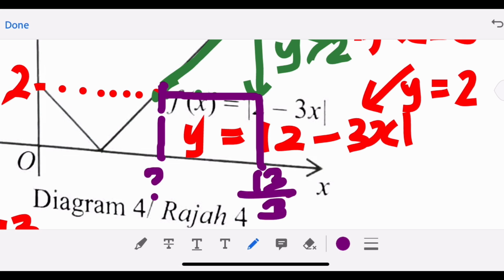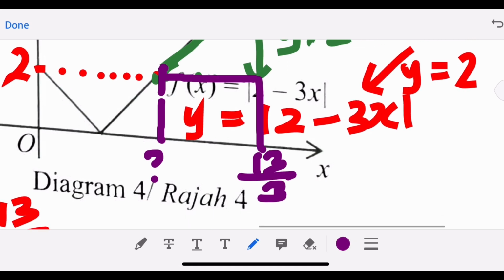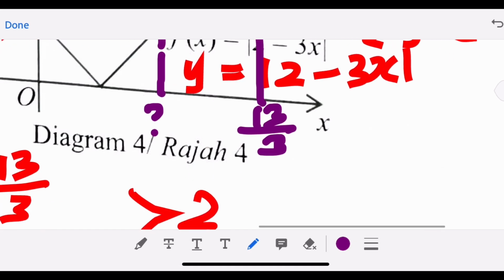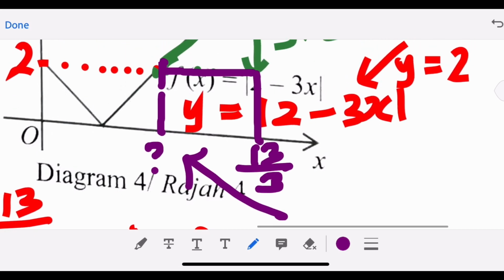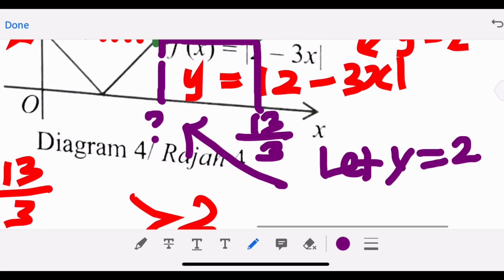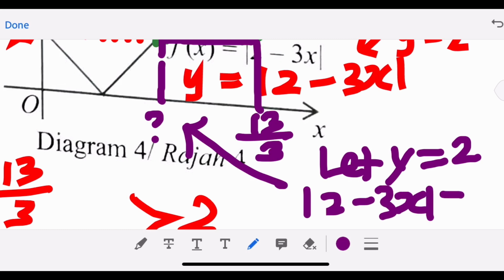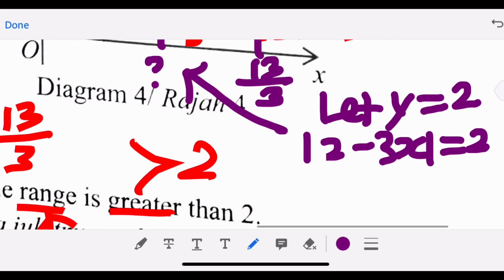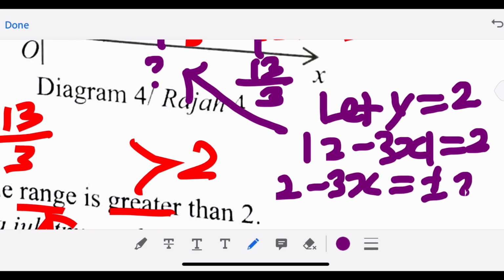So you have to read out the value there. We have 13 over 3, but we don't have the value for the x there. So we need to solve the modulus. We need to substitute the 2 again into the modulus equation, so then we have to find the x, which is positive. Now let's solve it together.